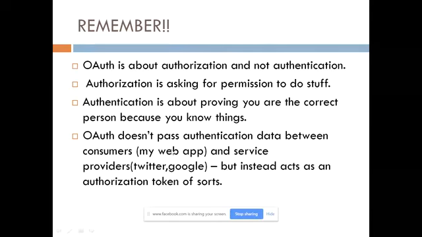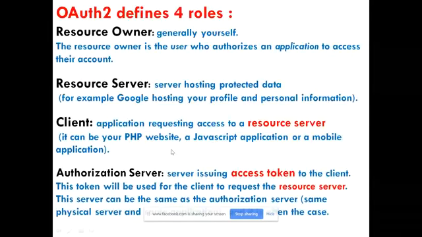Next, I want to tell you one thing. OAuth 2 defines four roles. There's a role called resource owner. The resource owner is basically me as a user, the user who will authorize the application. Only if I want, can I grant access to my data; otherwise, I can't grant access to my data. So the resource owner is basically me, who is trying to log into an application.